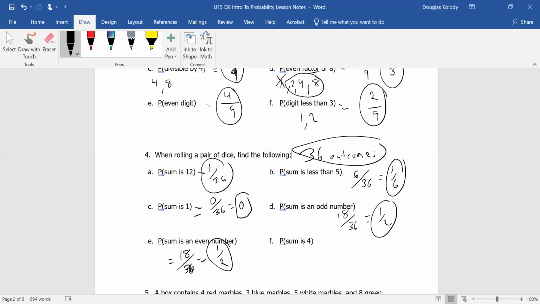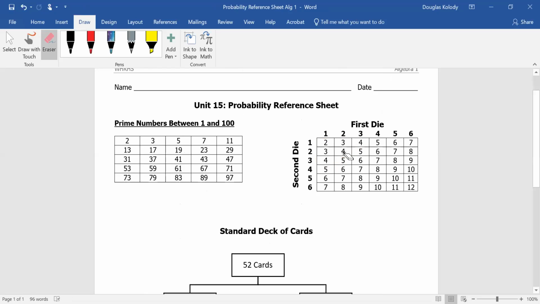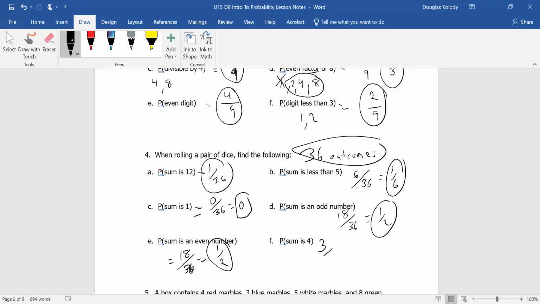And then the sum is 4. How many 4s are there? Let's find out. All right, I can erase what I did here. How many 4s are there in general? These are the 4s. So all the particular sums are right there on the diagonal. So that's 1, 2, 3 numbers right there. So I'm going to write 3 numbers out of 36, and 3 over 36 reduces to 1/12. Done.